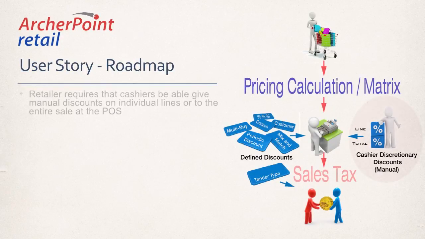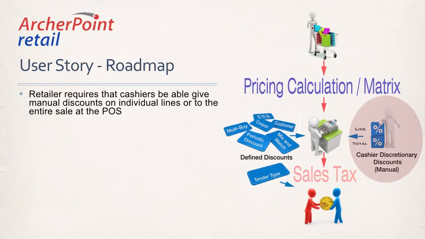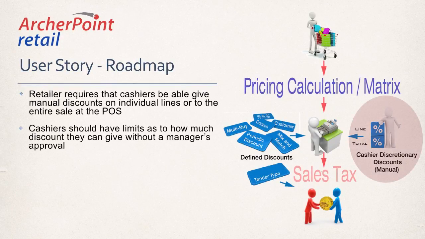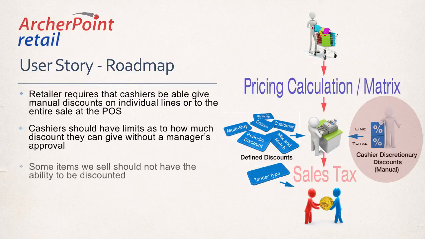Adding to our user story from part one, we will add the requirement that cashiers should have limits as to how much discount they can give. The system should be able to assign these limits by groups of cashiers or for an individual cashier. Managers should be able to approve higher discounts, but managers themselves would still have limits. We should also be able to exclude certain items from being discounted.